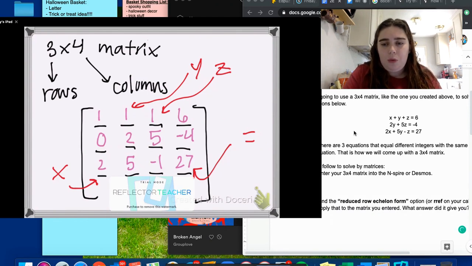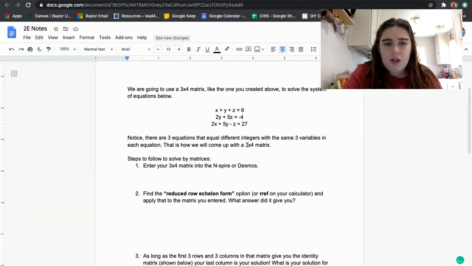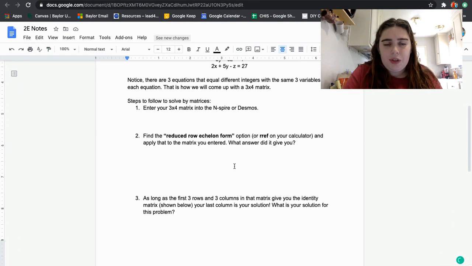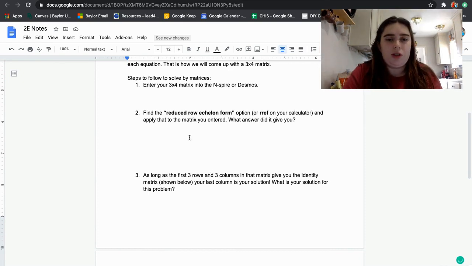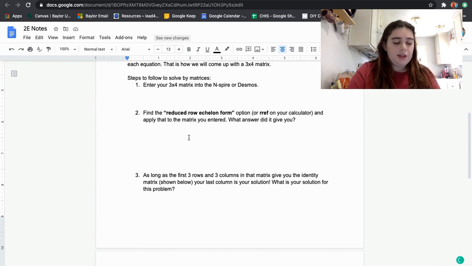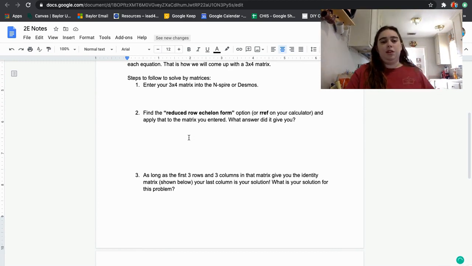So now what we're going to do, so we came up with that matrix, right? These are the steps that we're going to follow to solve for this matrix to find our solution. Like I said, you could either put this in your Inspire calculator or you can use Desmos. It has it on there too, okay?